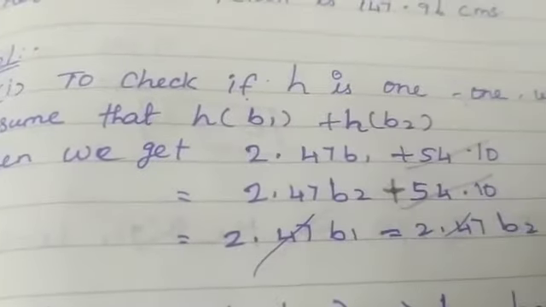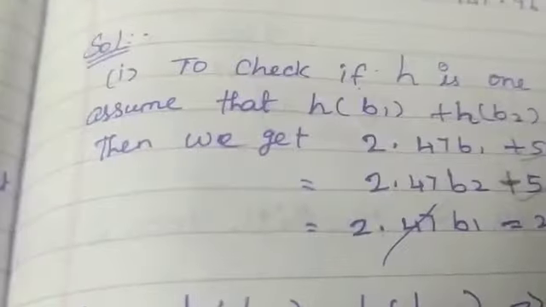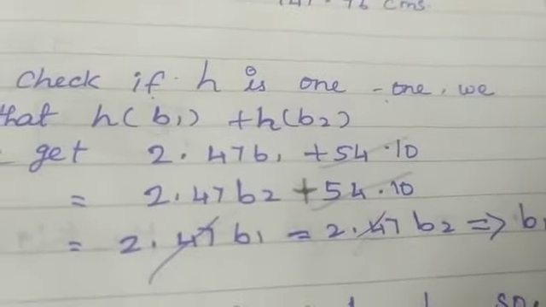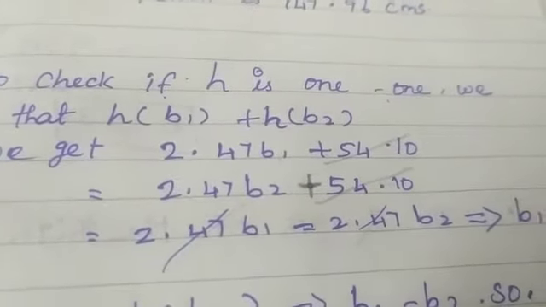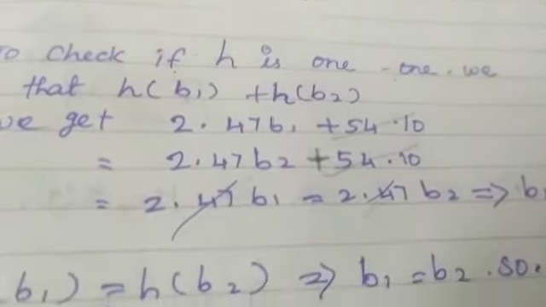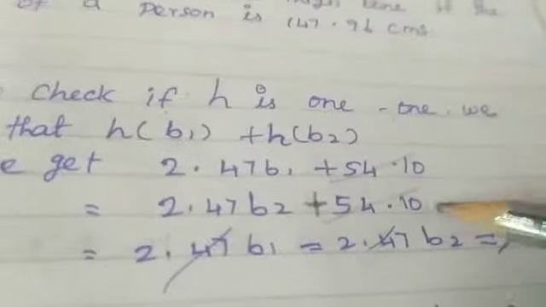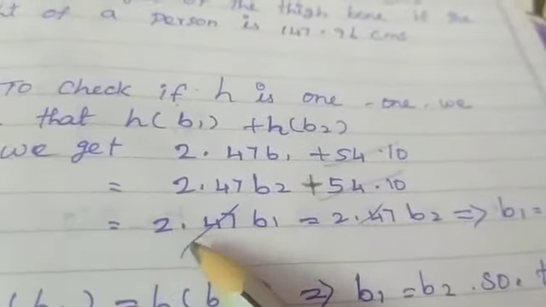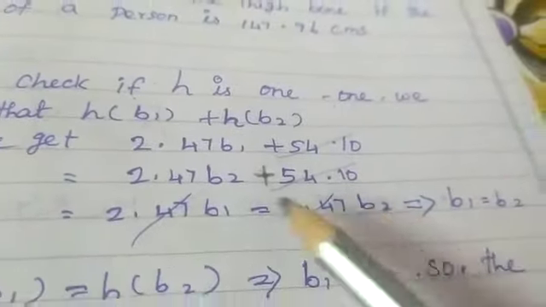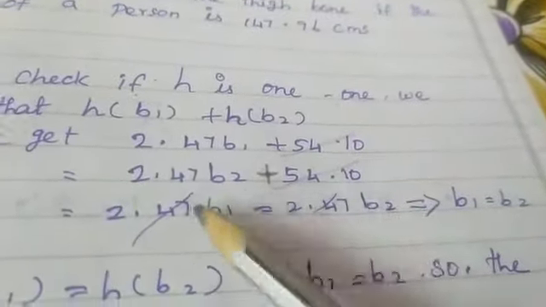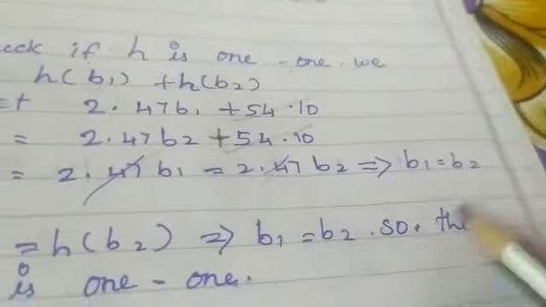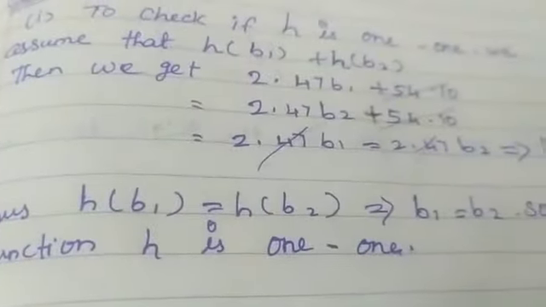We assume that h of b1 equal to h of b2, then we get 2.47b1 plus 54.10 equal to 2.47b2 plus 54.10. Here 54.10 and 54.10 will get cancelled, and then we'll get 2.47b1 equal to 2.47b2. We are cancelling 2.47 and 2.47. We'll get b1 equal to b2. Thus, h of b1 equal to h of b2 gives b1 equal to b2. So, the function h is one-one function.